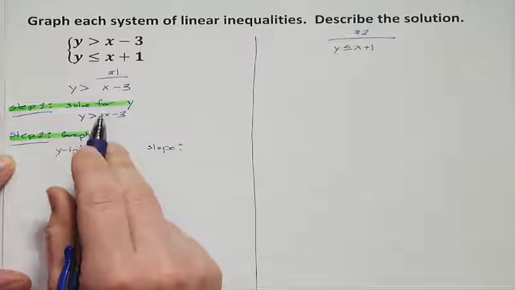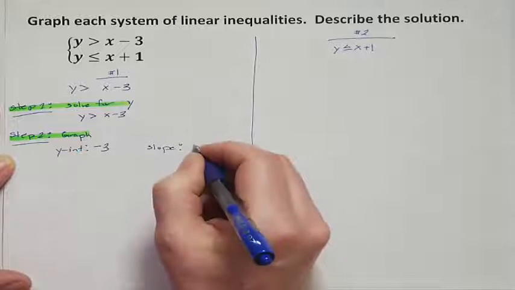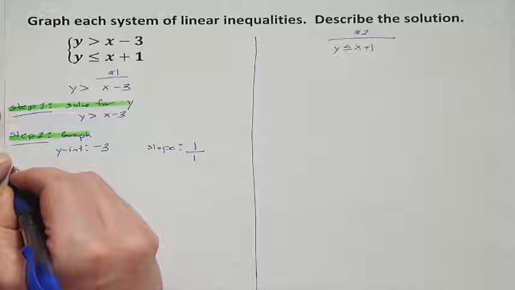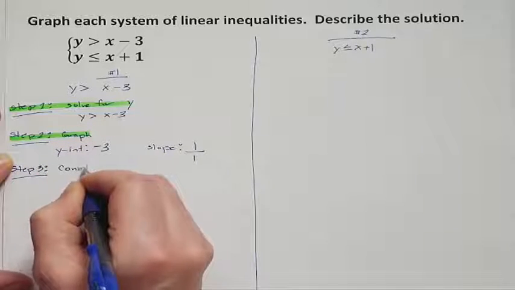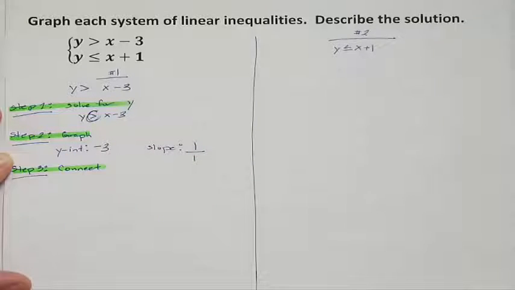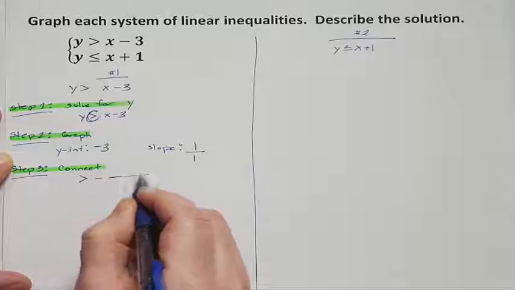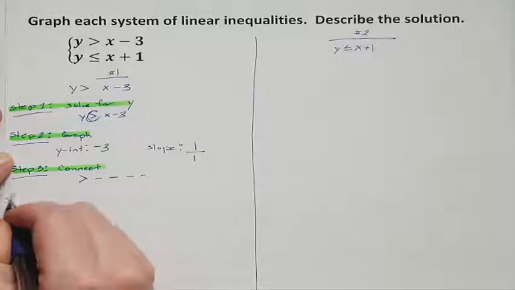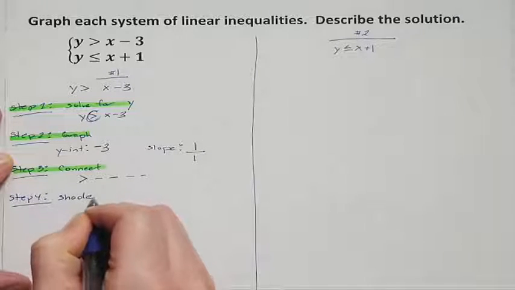Slope is the number in front of x. X exists, so there's got to be a number in front of it. If there isn't one, it's a 1. And slope has to be a fraction, so put it over 1. Step number 3, when we actually graph it, we need to know how to connect it. So we look at the symbol from step number 1. That's the symbol that we are going to be using. There is no equal sign. If there's no equal sign, then the line itself is not an answer, which means it needs to be a dashed line. And step number 4 is figuring out how to actually shade it.